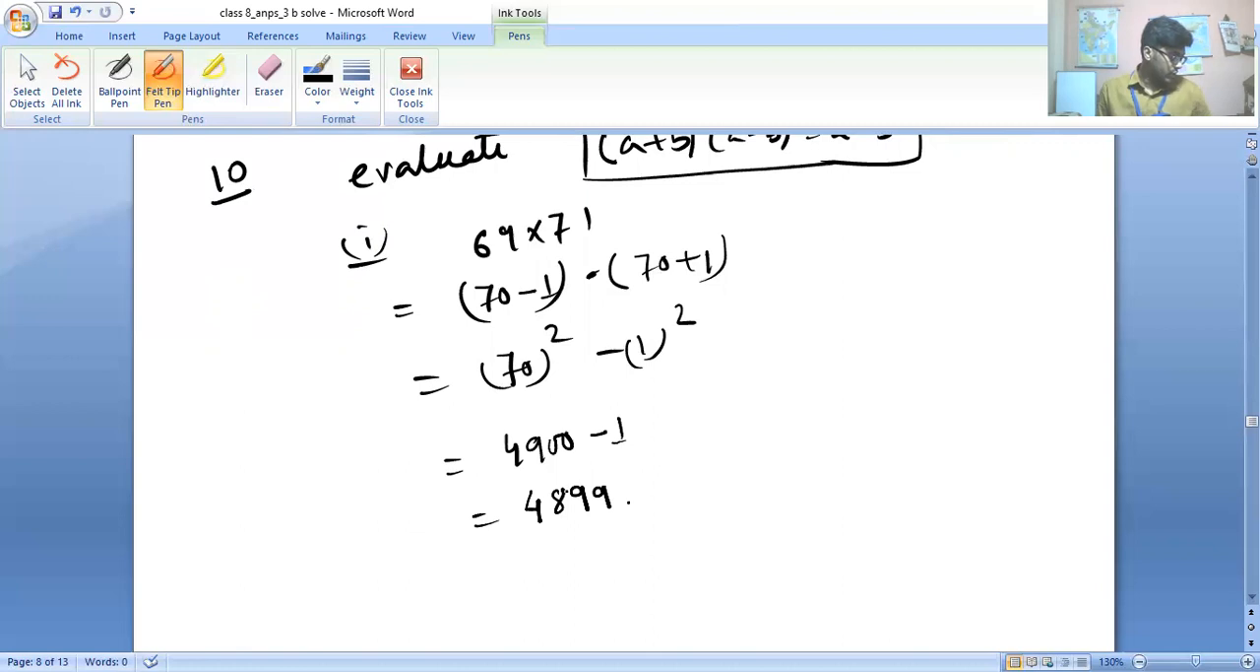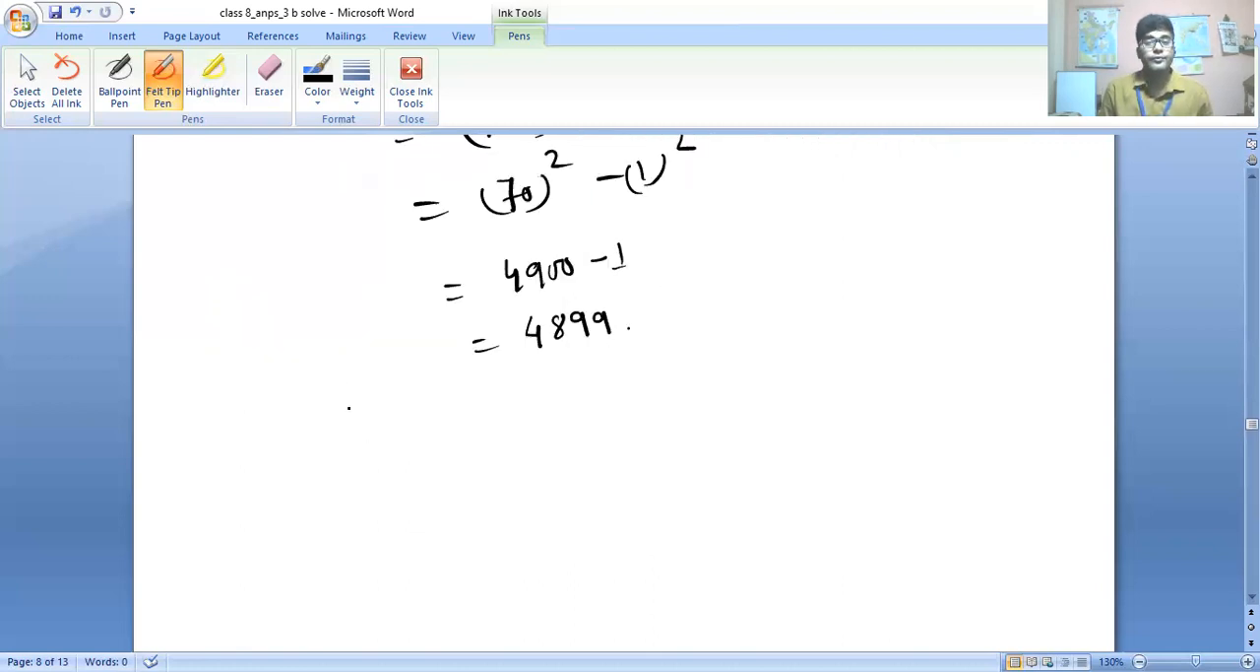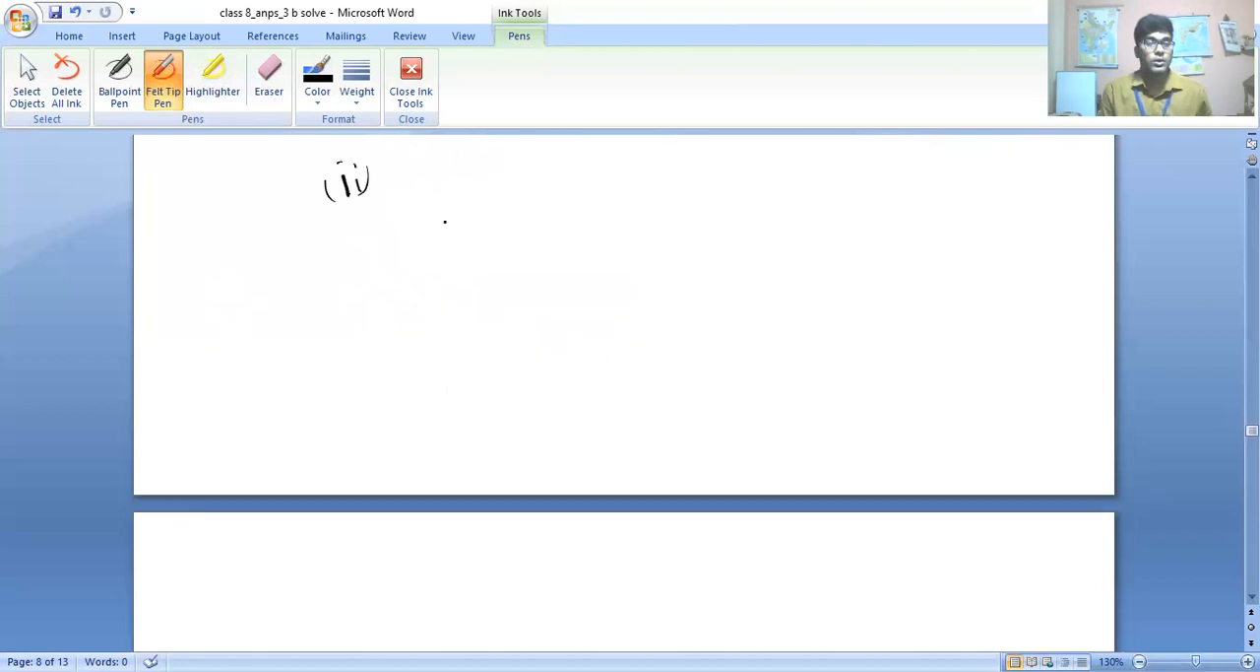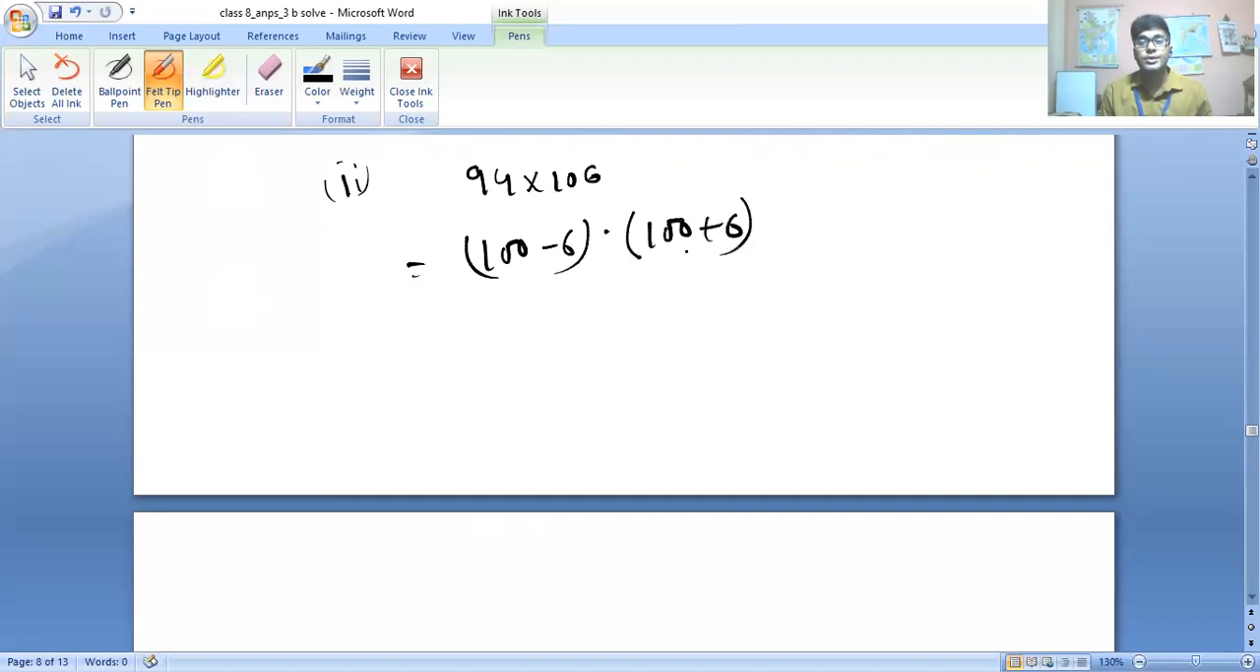Let us do the next one. Question number 2 then. In a similar way, what do we have here? 94 into 106. 94 can be written as 100 minus 6, and 106 can be written as 100 plus 6. So again, this is of the form a plus b, a minus b. So the formula will be a square minus b square.